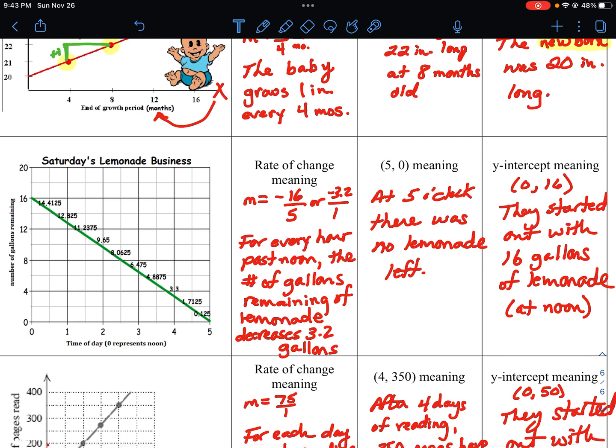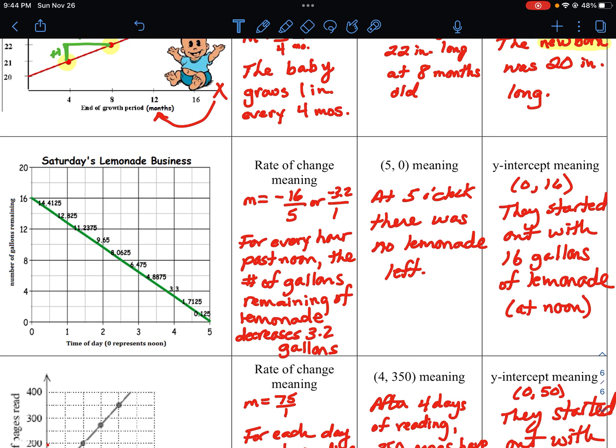This one's on a lemonade business. So you can clearly see I'm going to go with the whole numbers. So it went down 16 and over 5. If you wanted to reduce that to how many by 1, you can see I did the decimal there, negative 3.2. So essentially for every hour past noon, the number of gallons remaining of lemonade decreases by 3.2 gallons.